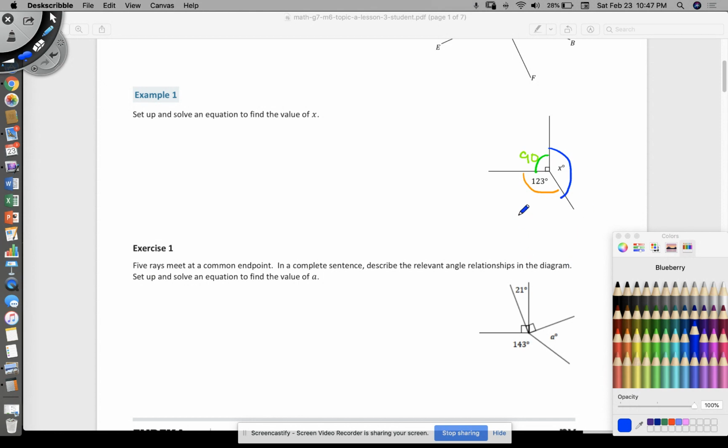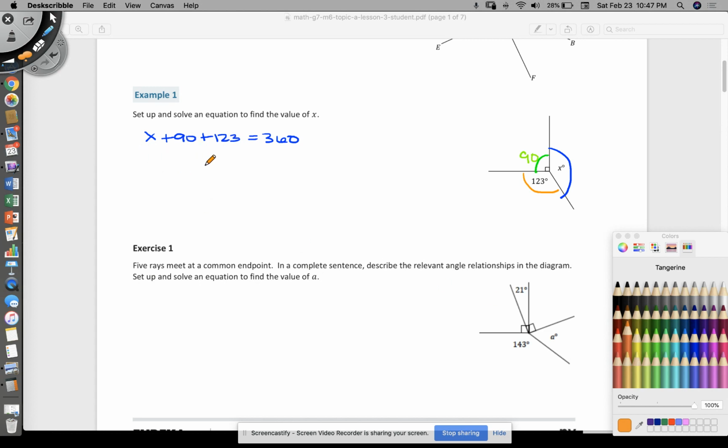Do you see that if I added all those together, I get a full circle? I go all the way around the vertex. So I can set that all equal to 360. X plus 90 plus 123 is going to equal 360 because I'd go all the way around.